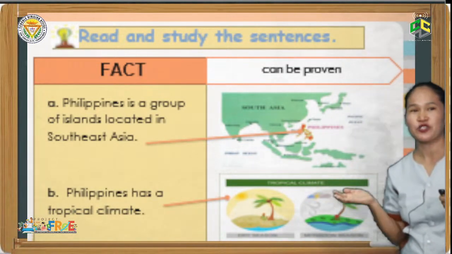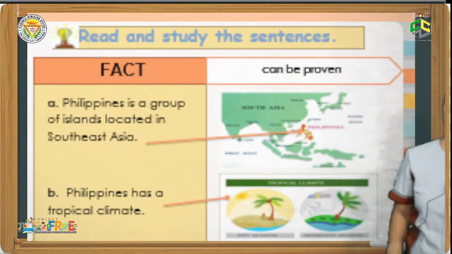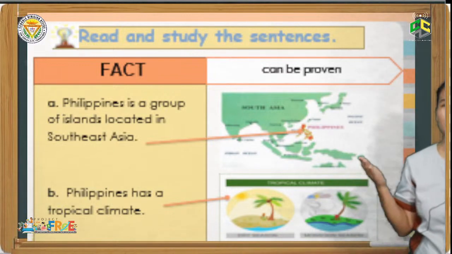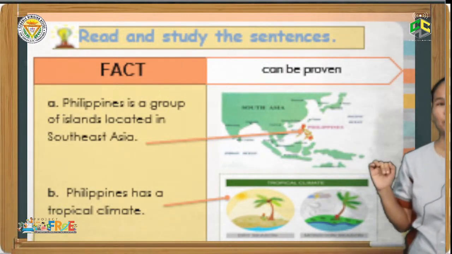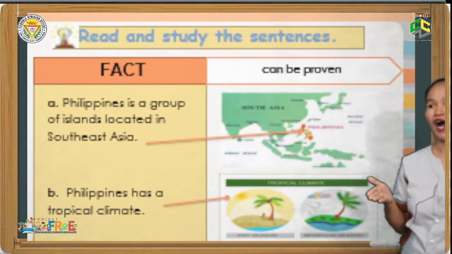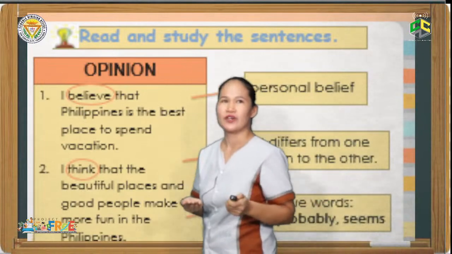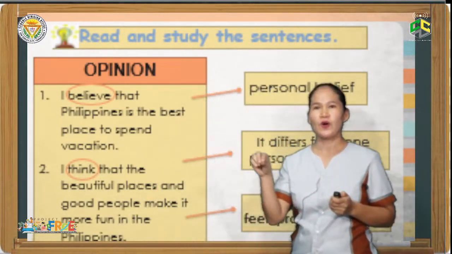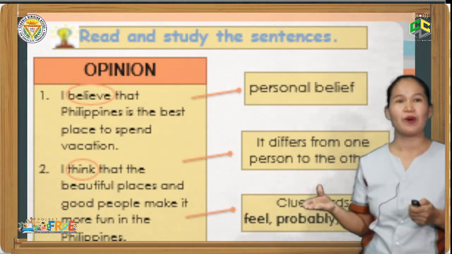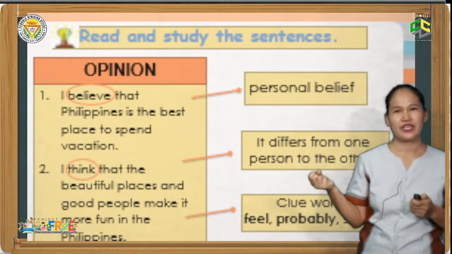Philippines has a tropical climate. That's correct. As you can see on the given illustration, Philippines does experience dry and monsoon or rainy seasons. At present, we are experiencing rainy season. So let's go through with the next slide. This time, let's learn about what an opinion is. Look at the given examples of opinion.